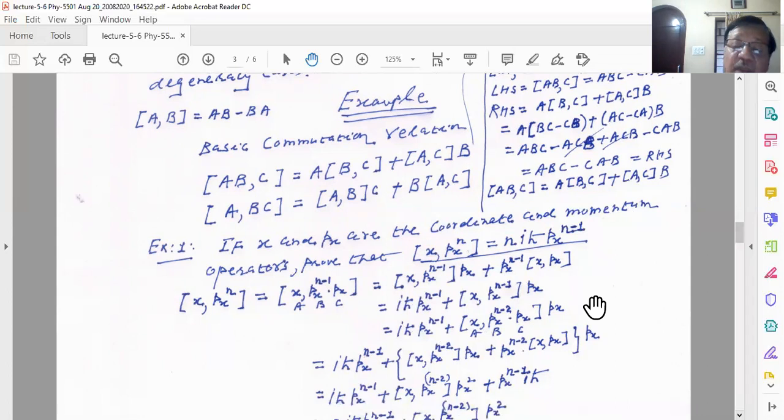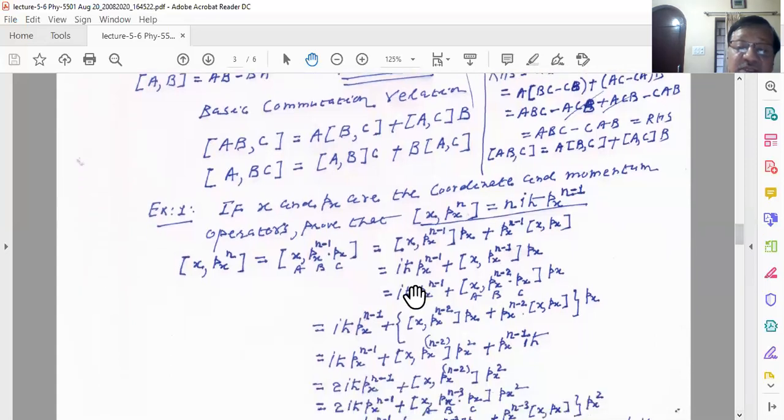Now I split px to the n minus 1 into two parts. I'm keeping x as it is, and this px raised to n minus 1 is nothing but the product of px raised to n minus 2 into px, because this product will give you px raised to n minus 1. This commutator is operating on px, so this px remains as it is, so I'm keeping this px here. Now you can see the relation. So this is i h cross remaining, and then px raised to n minus 1, keeping as it is.